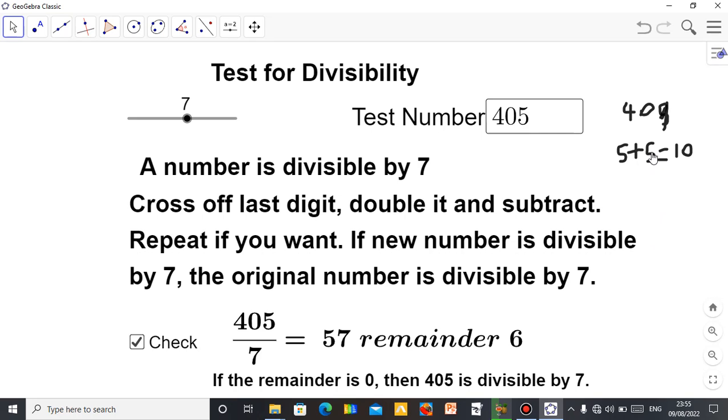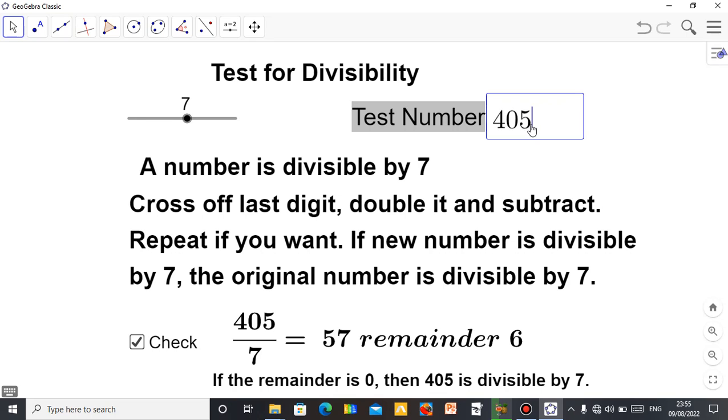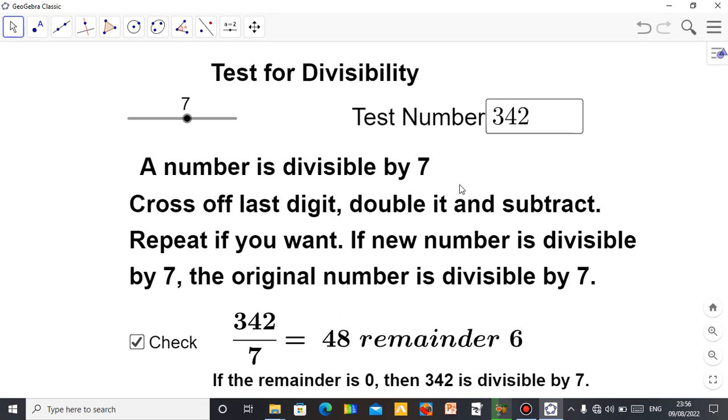Let me try a number that can divide by 7 so that you understand this analysis very well. Let me see a number. Let's just type a random number. Let's say 142. Let me check. So this one is not. Okay, let me move to 5. It's not. Let me move to 3. Let me see. Okay, so this number can divide by 7.